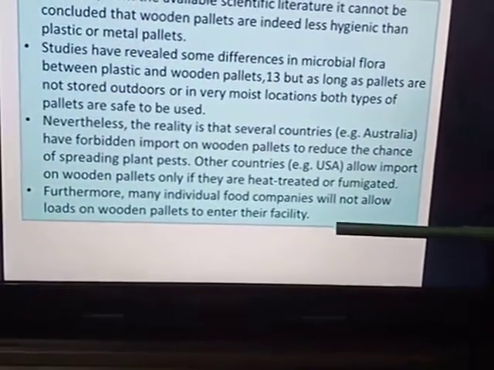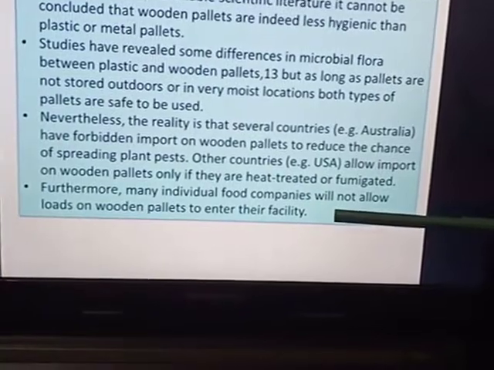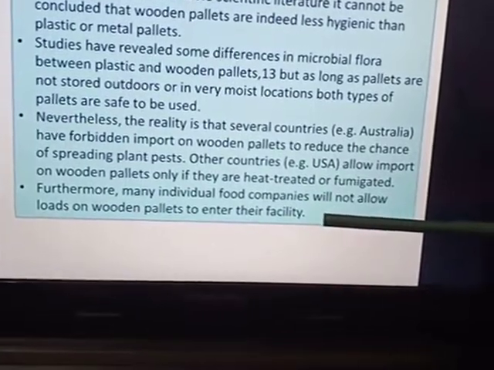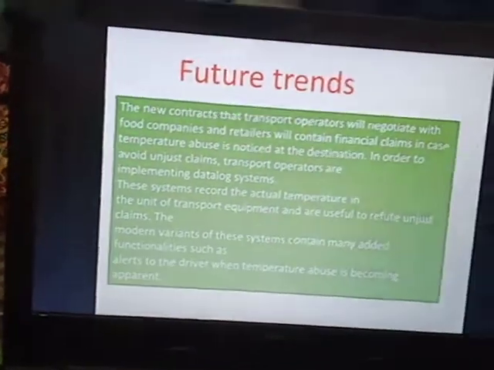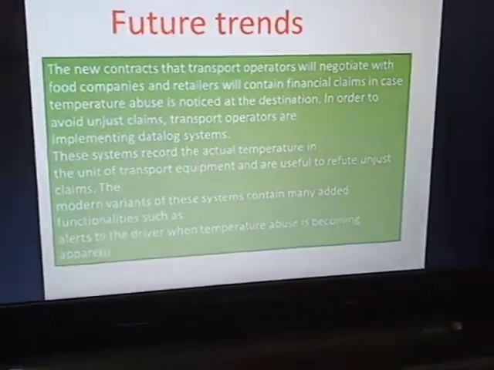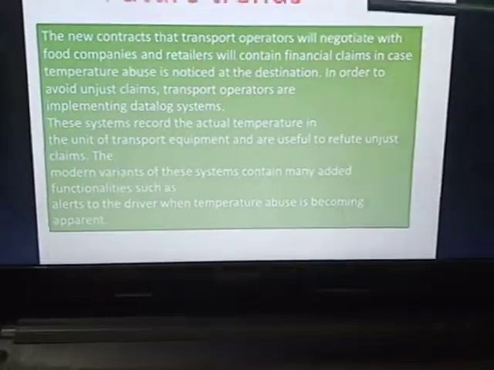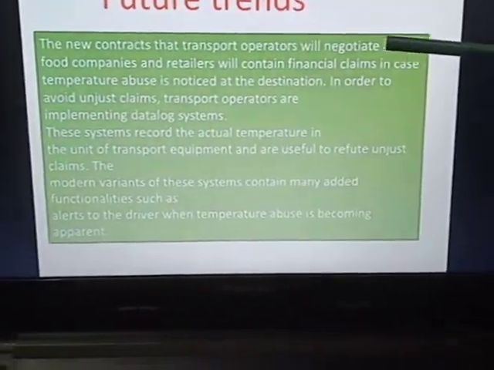Furthermore, many individual food companies will not allow loads on wooden pallets to enter their facility. Okay, that's the end of chapter 9. And then the future trends, what is going to happen in future.